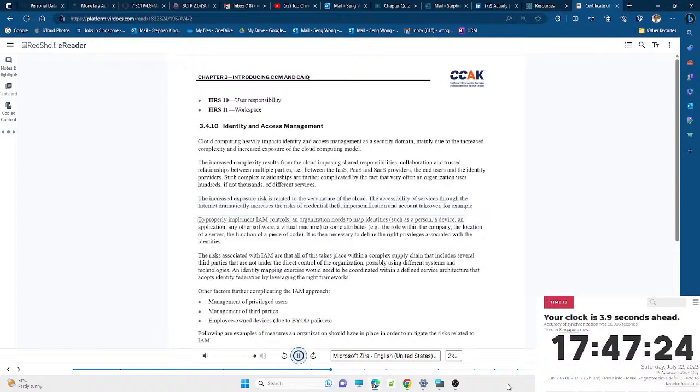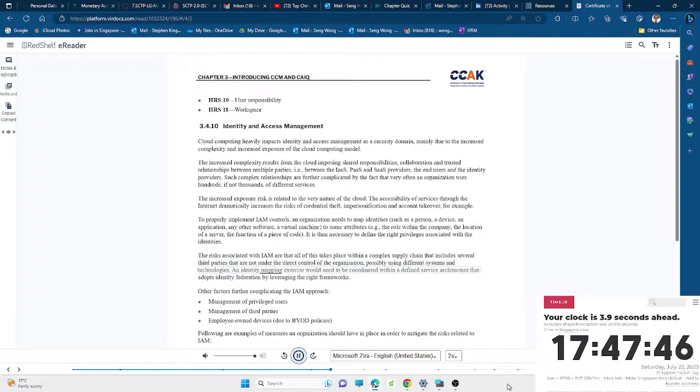For example, to properly implement IAM controls, an organization needs to map identities, such as a person, a device, an application, any other software, a virtual machine, to some attributes, for example the role within the company, the location of a server, the function of a piece of code. It is then necessary to define the right privileges associated with the identities. The risks associated with IAM are that all of this takes place within a complex supply chain that includes several third parties that are not under the direct control of the organization, possibly using different systems and technologies.